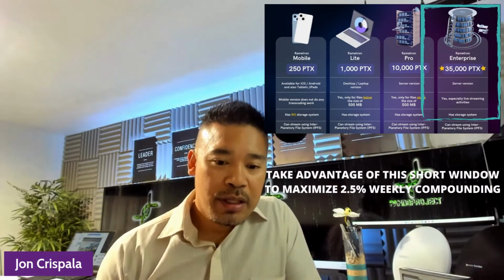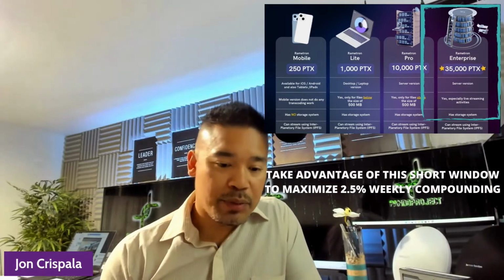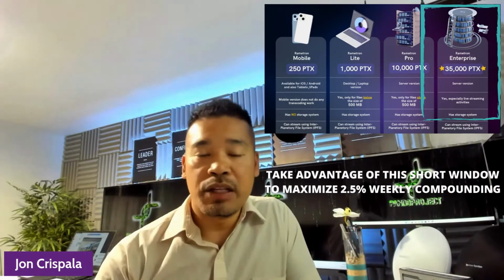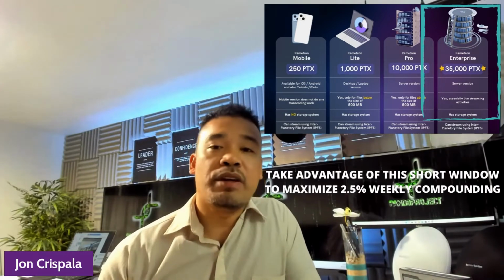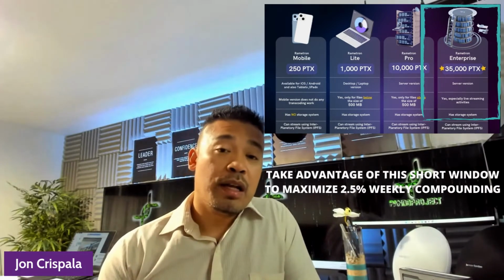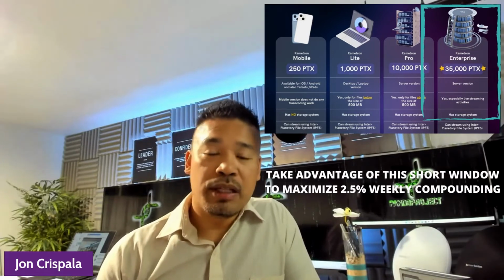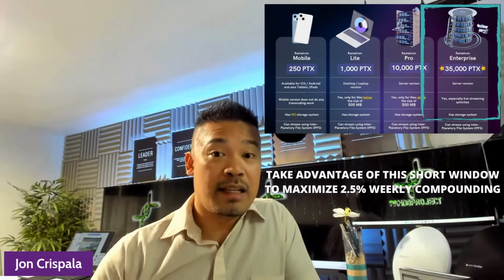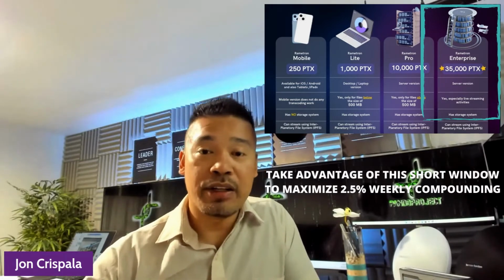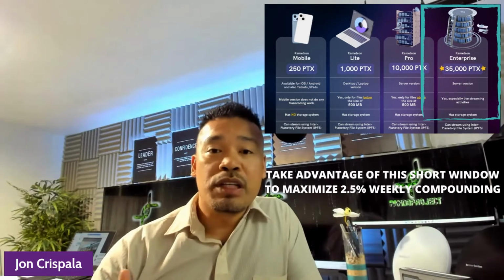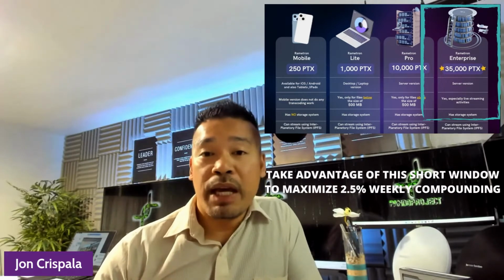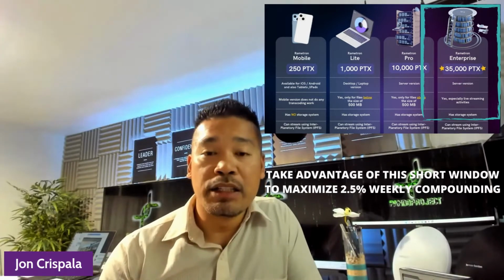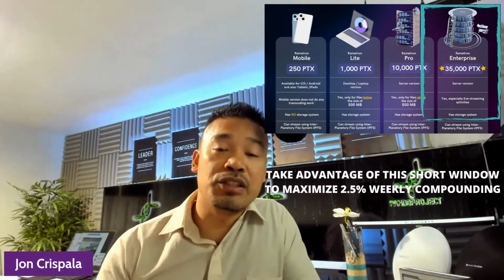And so even with the Pro and with the Enterprise, so let's say right now with the Enterprise, it takes 35,000 PTX. So what I would strategically do is I would set those aside now and stake that between now and the end of the year, because you can still compound every single week at the 2.5% rate, and so that would give you the advantage to multiply that.